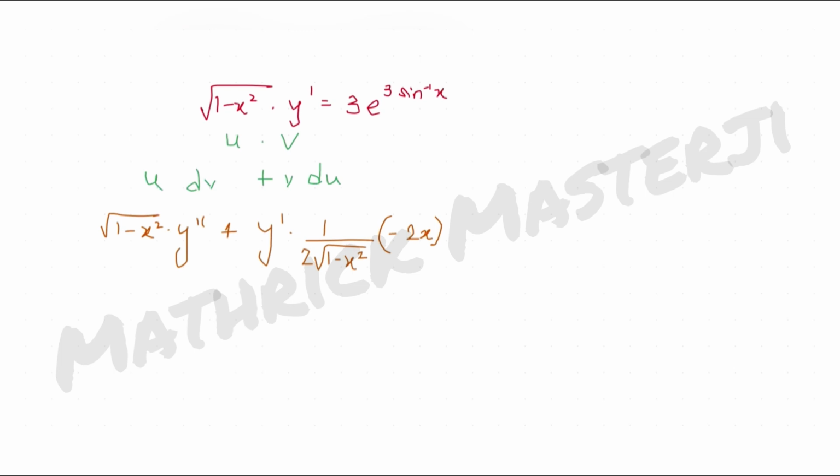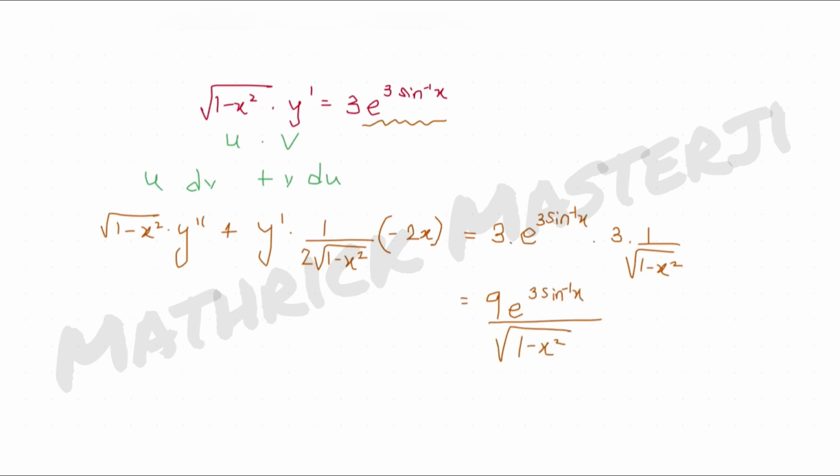It's equal to this. If I further differentiate, I get 3 e raised to 3 sine inverse x. The derivative of that is e raised to 3 sine inverse x into derivative of 3 sine inverse x, which is 3 into 1 over root of 1 minus x square. So we get here 9 e raised to 3 sine inverse x divided by root of 1 minus x square. And here also, I have root of 1 minus x square into y double dash, and the 2 and 2 cancel. So you get minus x y dash divided by root of 1 minus x square.